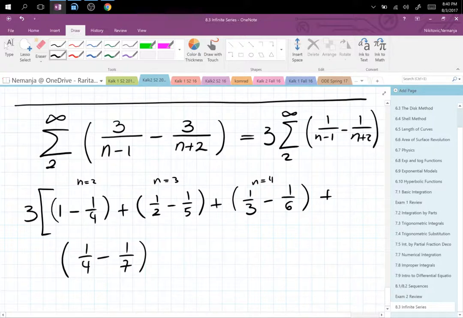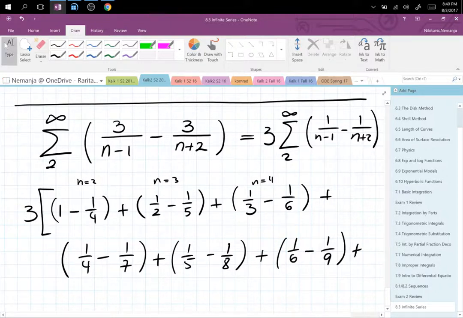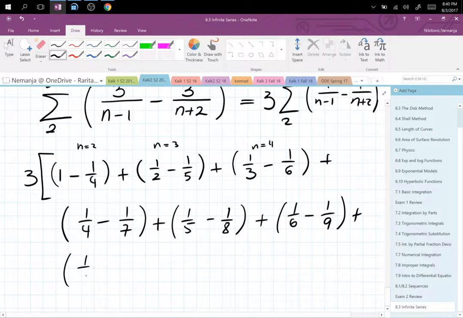You have 1/4. It starts canceling, right? We have 4 parentheses. We just got the first term to cancel. Now next one is 1/5 minus 1/8. We got a winner, right? And then plus 1 over 6 minus 1 over 9. Plus 1 over 7 minus 1 over 10. You know when you stop? You stop when you hit the first parenthesis that will cancel both terms.